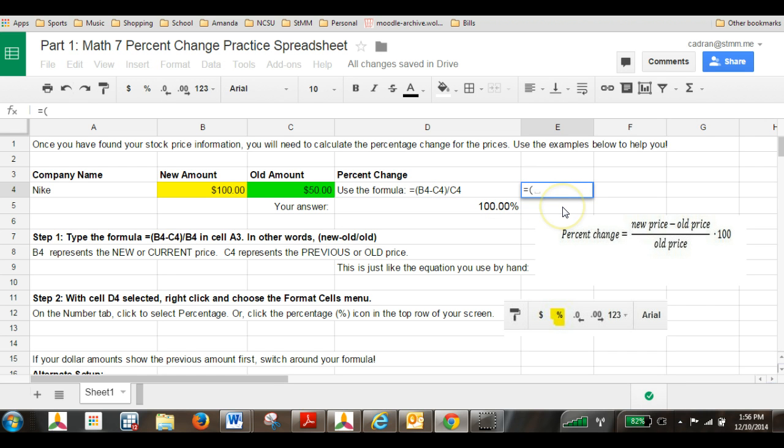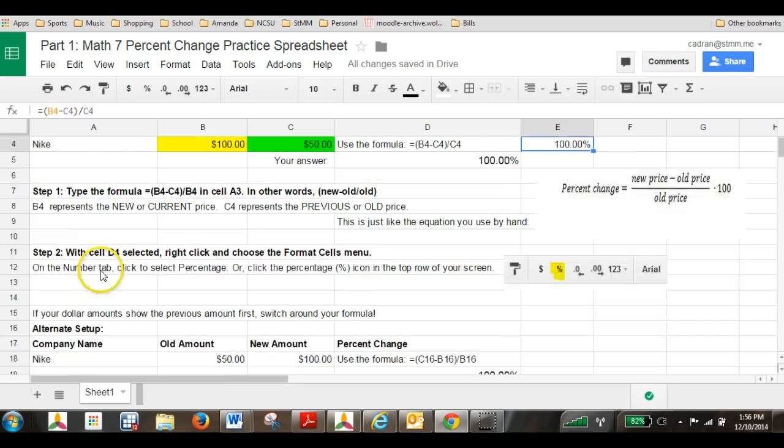Equal sign, parentheses, B4 minus C4, and parentheses, over or divide by C4. You see we get 100%. Now if you don't have a percent as your answer, you might need to click on the percent sign up here, which is the same as multiplying it by 100. As we said, B4 represents the new price, C4 represents the previous or old price.